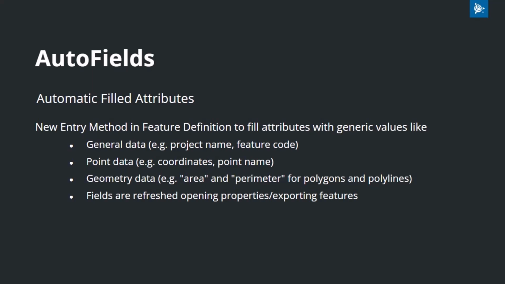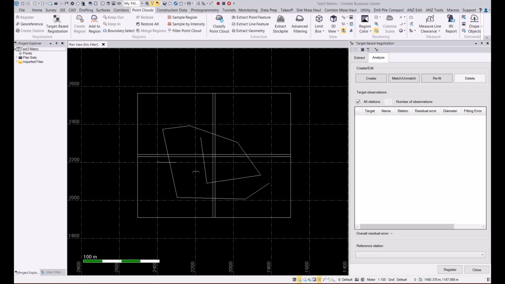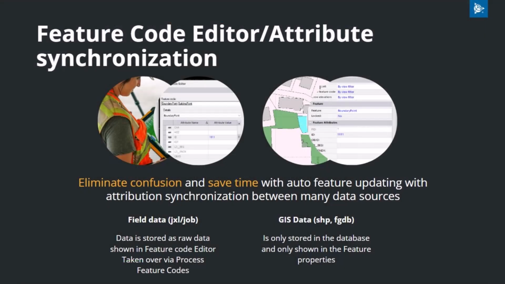Autofields, so this is just the new entry method in feature definitions to fill attributes with generic values like general data, project name, feature code. Point data would get the coordinates and the point name, geometry, area, perimeter. Fields are refreshed, opening properties, exporting features, feature code editor attribution synchronization. So we want to eliminate confusion and save time with auto feature updating.